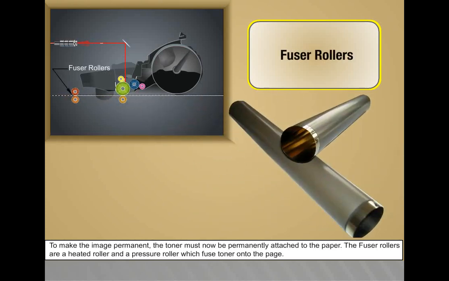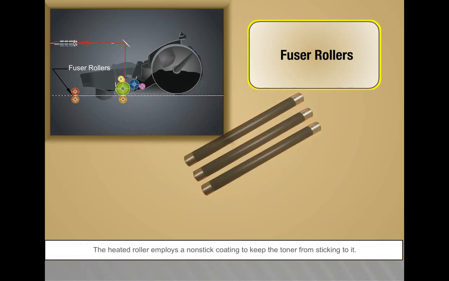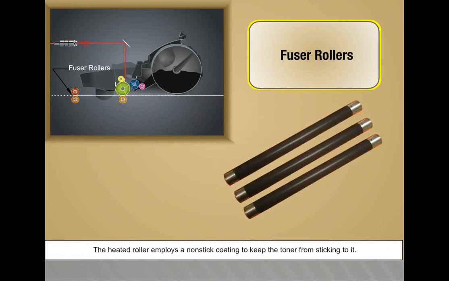Fuser rollers. To make the image permanent, the toner must now be permanently attached to the paper. The fuser rollers, a heated roller and an opposing pressure roller, fuse toner onto the page. The heated roller employs a non-stick coating to keep the toner from sticking to it.